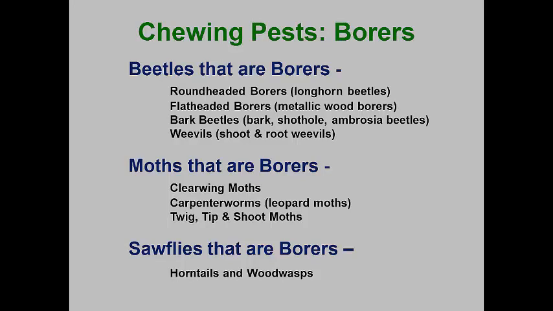The most important boring caterpillars are the clearwing moth larvae. Many feed in the cambium, and they can girdle branches and even entire trees. Carpenter worm larvae often attack old trees, and there are a couple of families of twig, tip, or shoot boring moths. We've already stated that the horntails and wood wasps generally attack dead or dying trees.